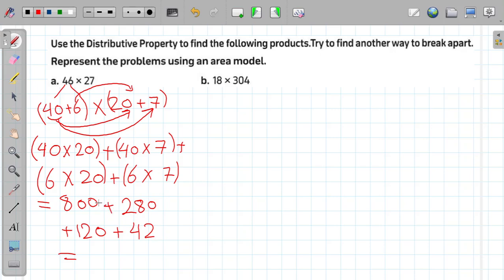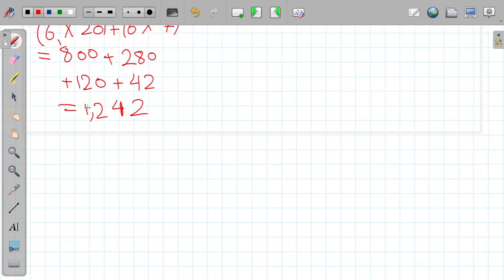So, first digit I have 0 plus 0 plus 0. Next digit I have 0 plus 8 plus 2 plus 4 equals 14. And I will carry up 1. 1 plus 8 equals 9. 9 plus 2 equals 11. And 11 plus 1 equals 12. So the result will be 1,242. Okay. So if I wanted to use the area model, okay, so I would draw the rectangle like this.